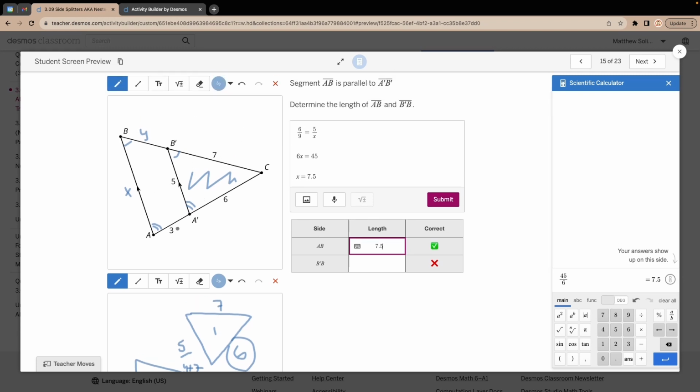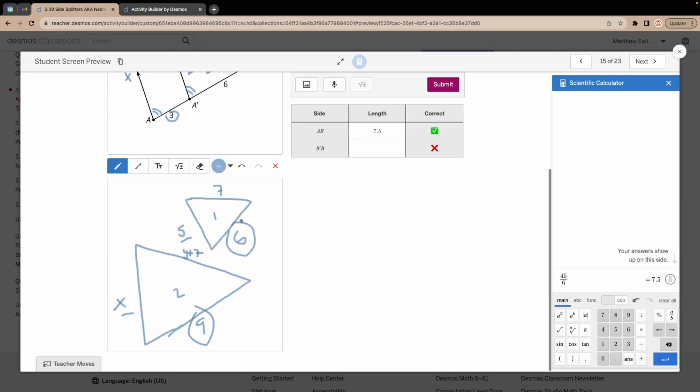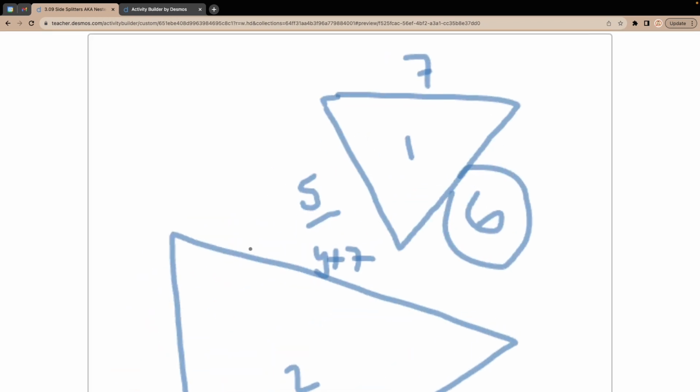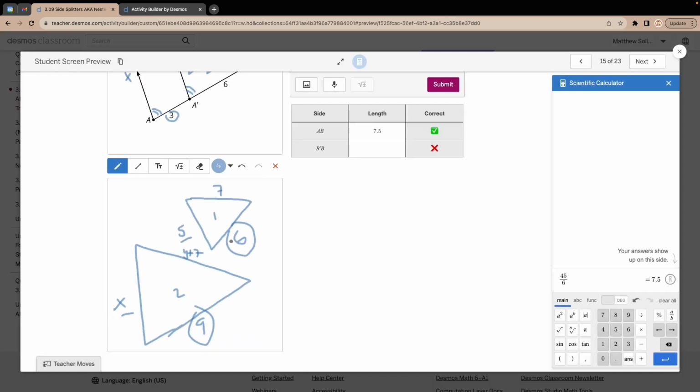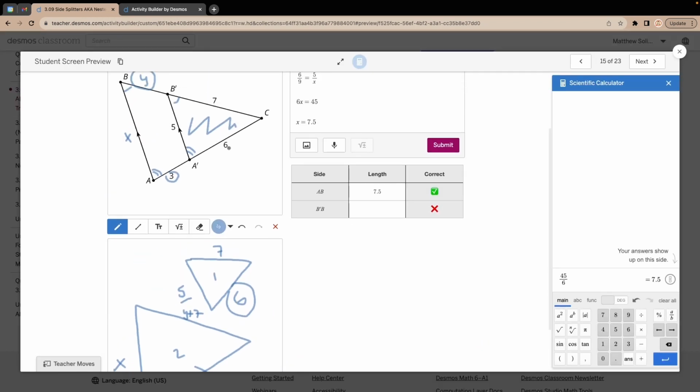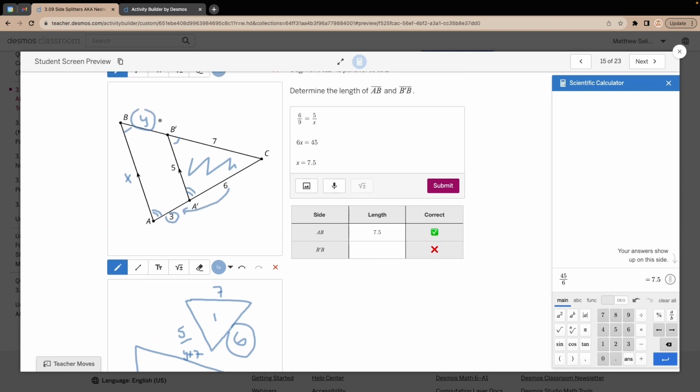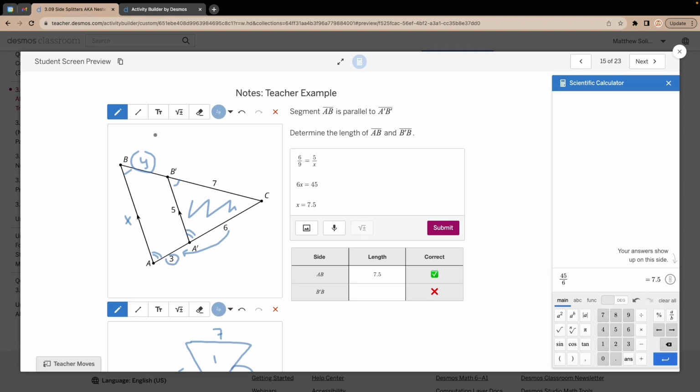Now, I want to find this side up here, y. Now, I could use my triangles and set up my proportion again. I'll have a y plus 7. Might be a little harder. But I could just see that's half of 6. So this is going to be half of 7. Half of 7 is 3.5. So if this side, b to b prime, is 3.5, the whole thing has got to be 10.5.